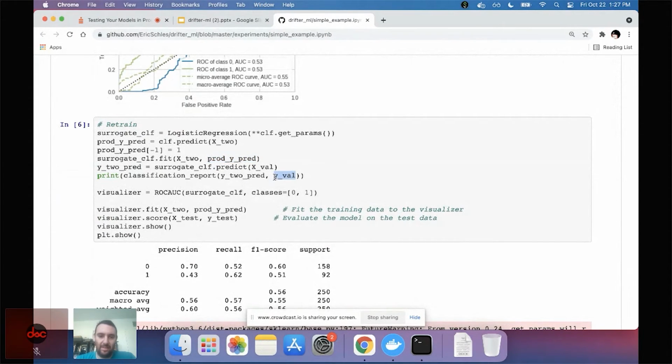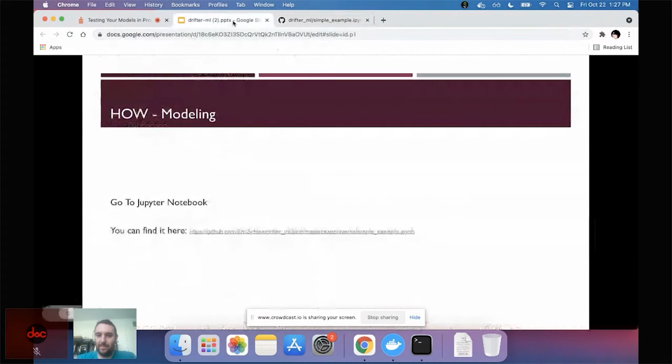This validation set comes from our test data. When you compare the test data with the production predictions, you're able to observe whether or not there's been distributional shift. So that's the basic idea.